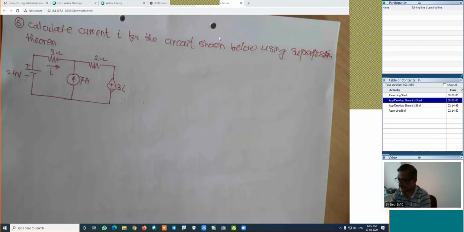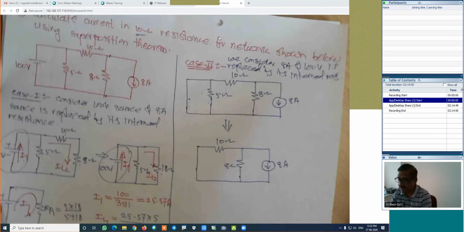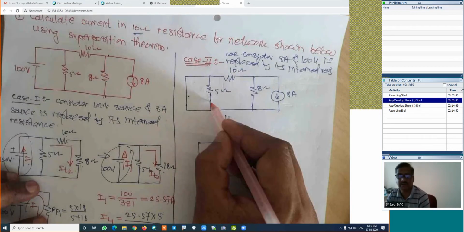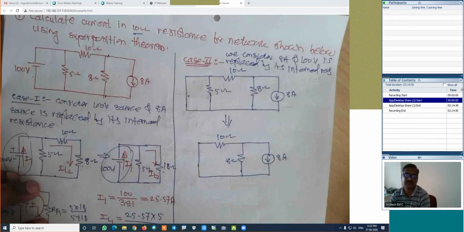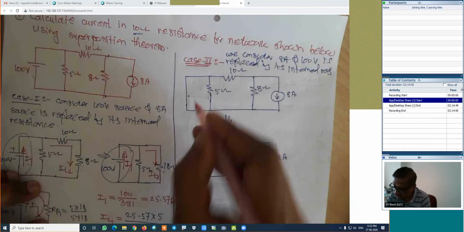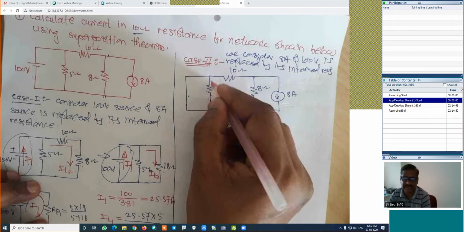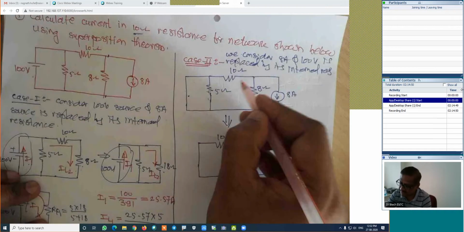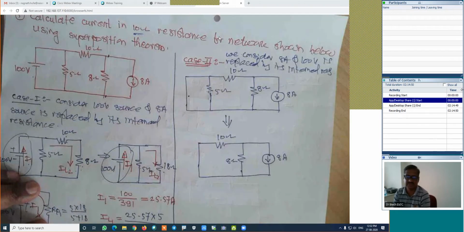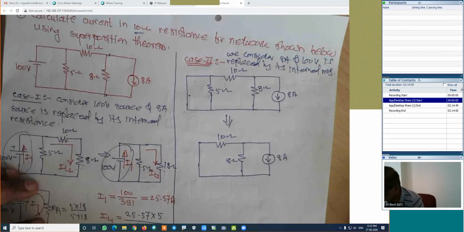Coming back to this case, if the current in the 5 ohm resistance was asked, there would be no need to look at this figure or even do any calculation, because whenever any short circuit is parallel to any resistance, the current flowing through this resistance is always 0. All the current will flow through this short circuit. That you must know.